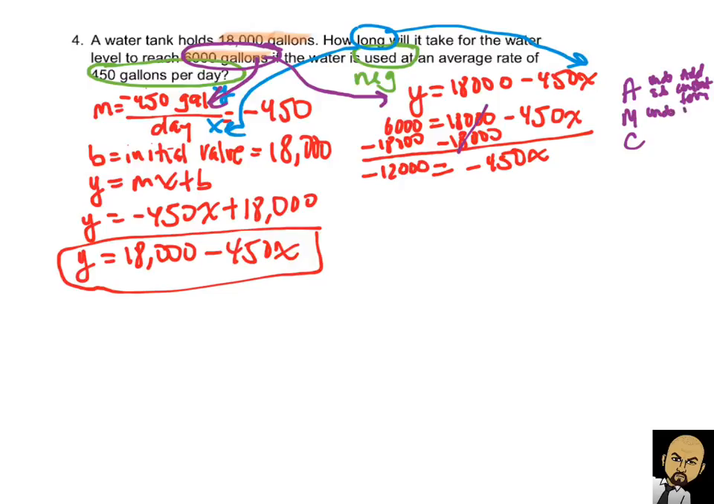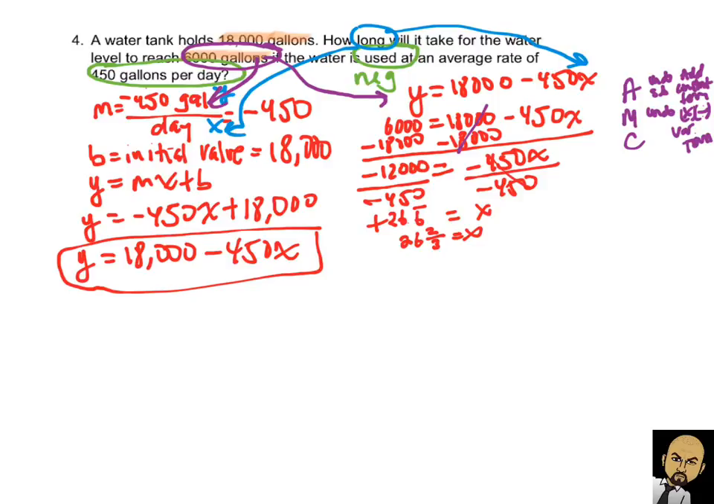Now we go to M. M means undo multiplying and dividing of a variable term. Our variable term is negative 450x. That means you are multiplying x by negative 450. How do you undo multiplying by negative 450? You divide both sides. And what are we going to divide by? Negative 450, the exact same value you're multiplying by. Now, negative 450x divided by negative 450 is x. Negative 12,000 divided by negative 450 is going to be positive, and you end up with 26.666666, and it repeats.